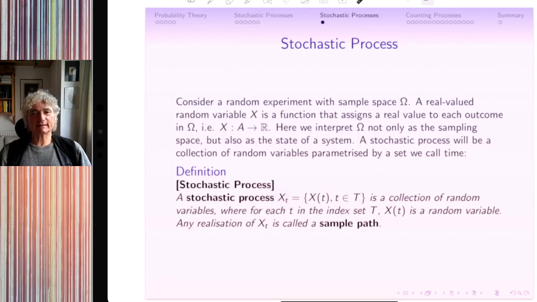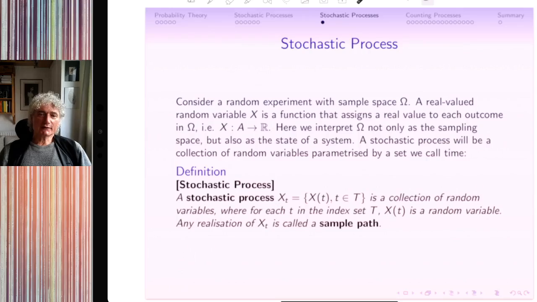So this is the set of all random variables depending on t, such that t is an element in this time set. This is therefore a collection of random variables where for each t in the index set capital T, the time, is defined, and xt is then a random variable. And any realization of this stochastic process x of t is called a sampling path.